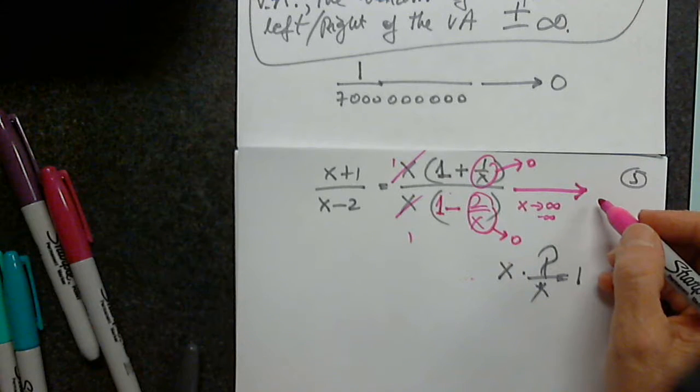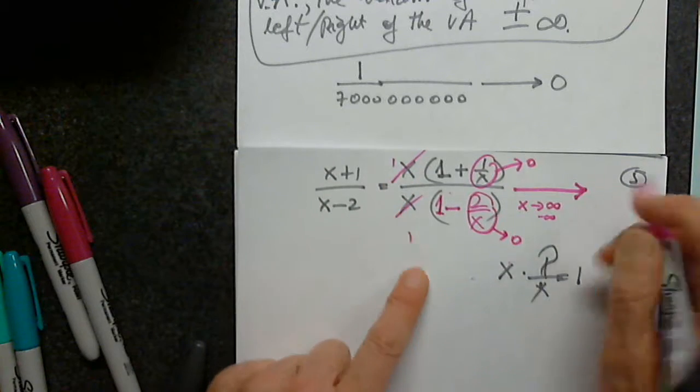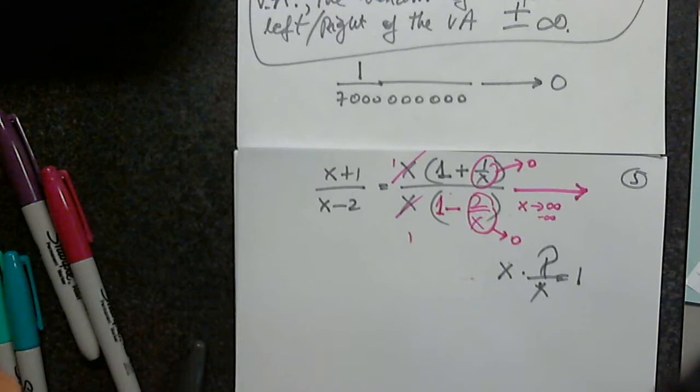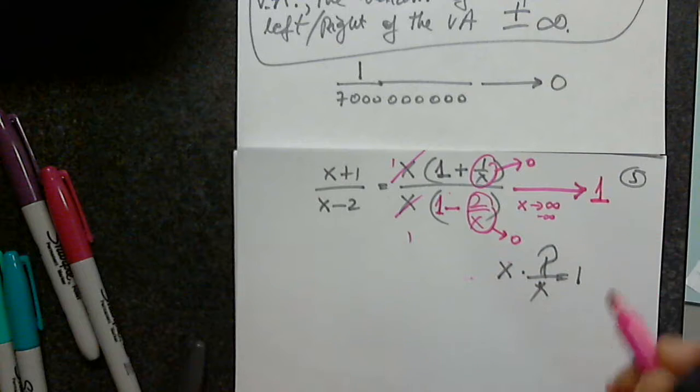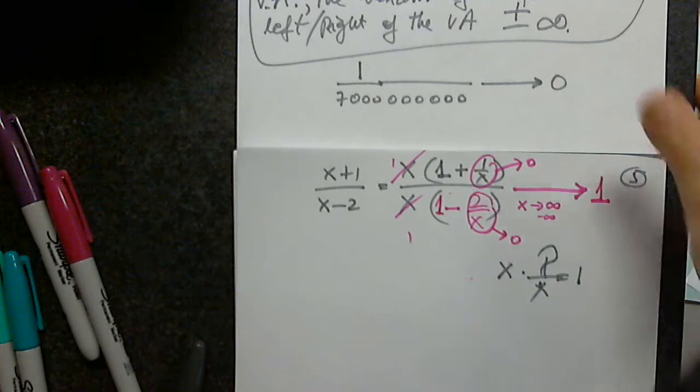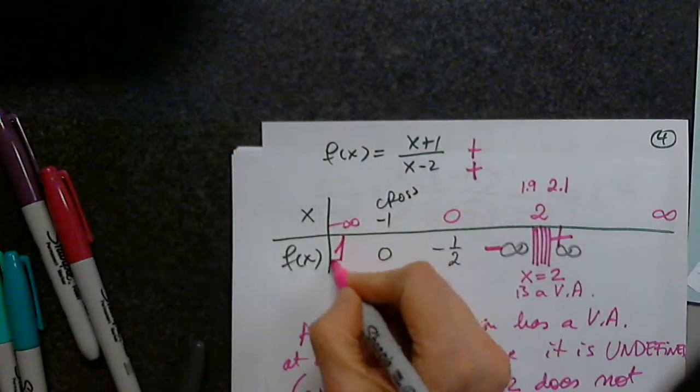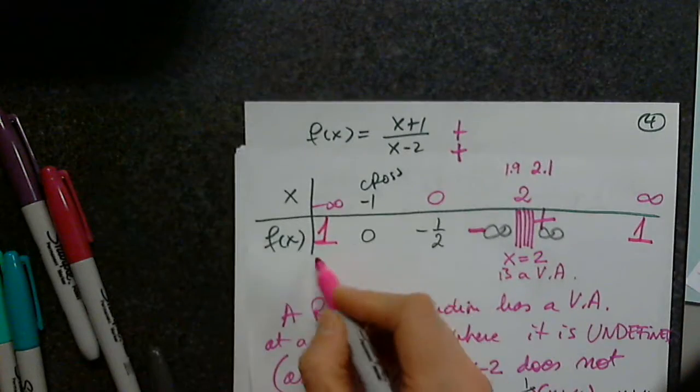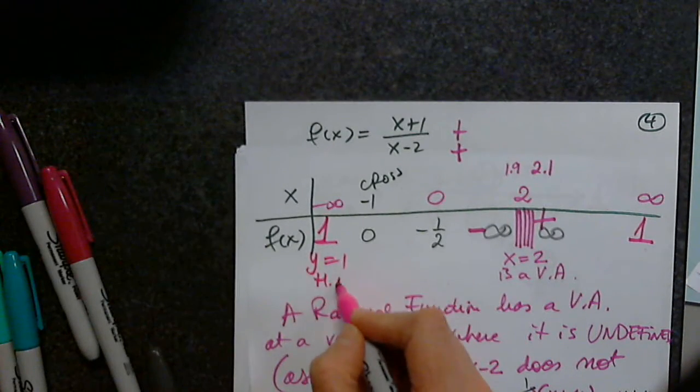Look at what is left. You can say 0. Look at what is left. This is gone, 1, 1. This is 0. This is 0. What is left? 1. This is the end behavior. This is the end behavior and the horizontal asymptote. So 1, 1, y equals 1, horizontal asymptote.